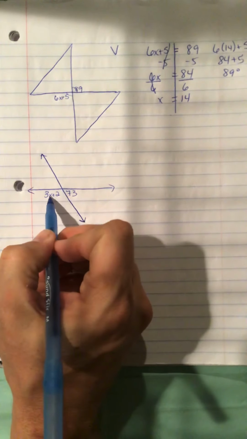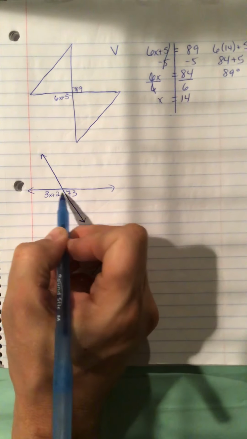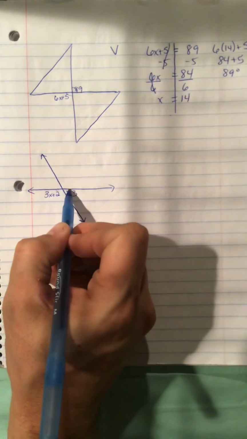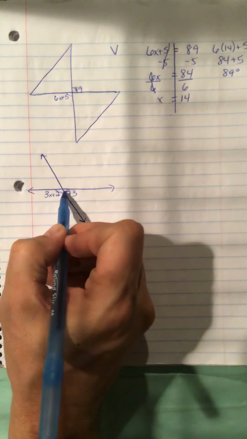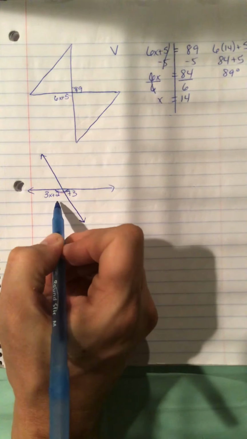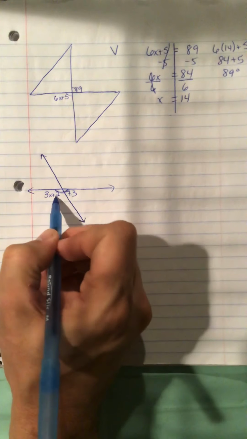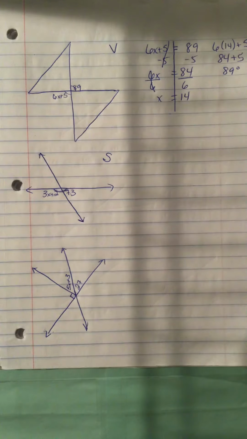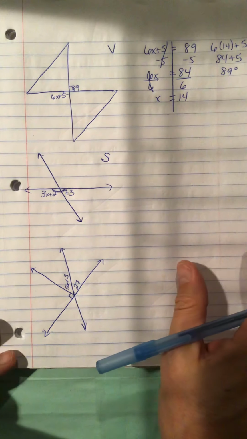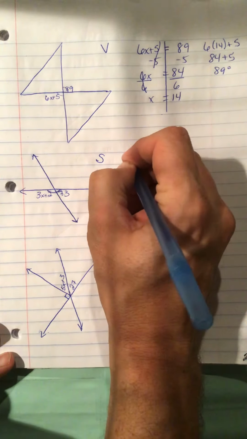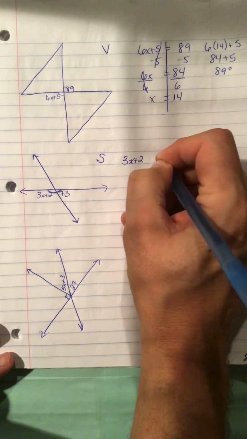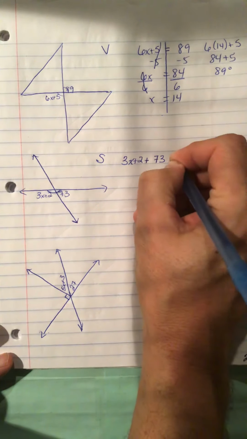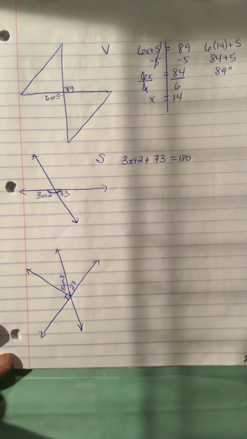Next example, we have 3x plus 2 and 73. Those two angles are right next to each other. They are adjacent, but more importantly, they make this straight angle right here. A straight angle has a measure of 180 degrees. Well, if these two angles make a 180 degree total, that makes them supplementary. And supplementary angles will have a sum of 180 degrees. So the first angle, 3x plus 2, and the second angle, 73, will have a sum of 180 degrees.